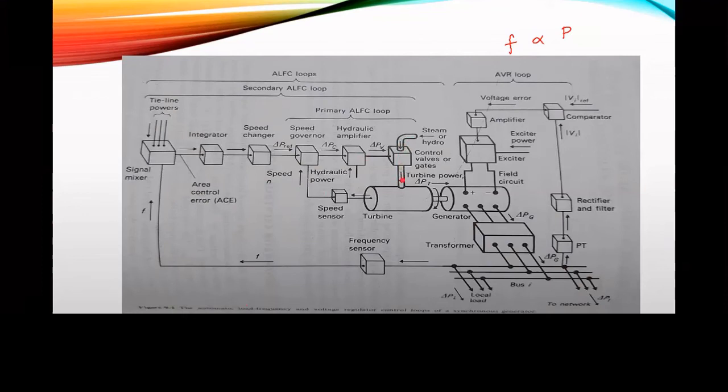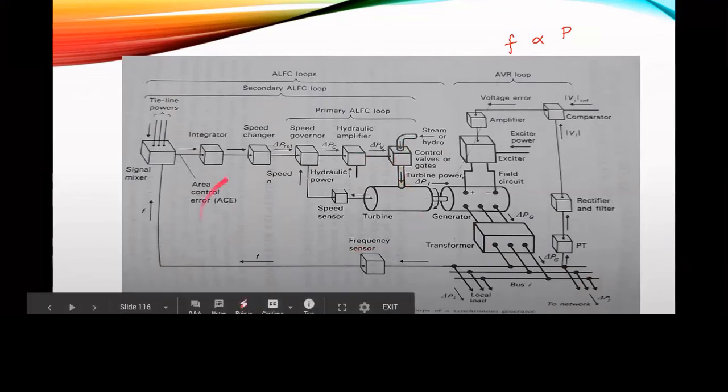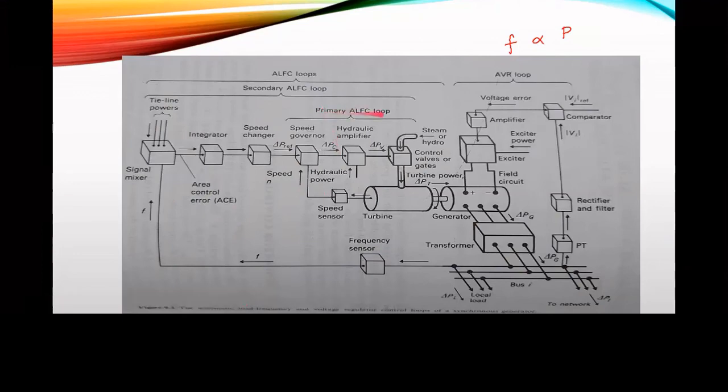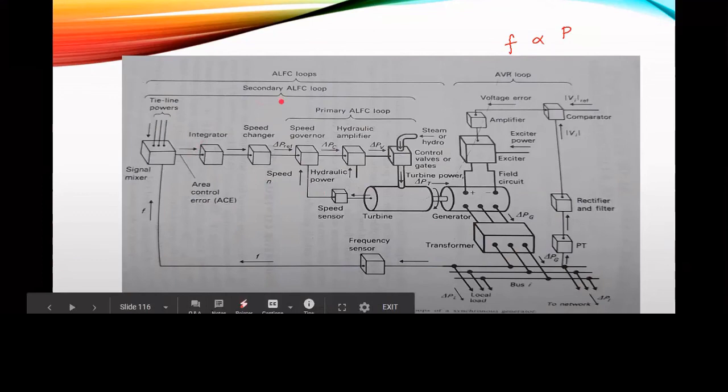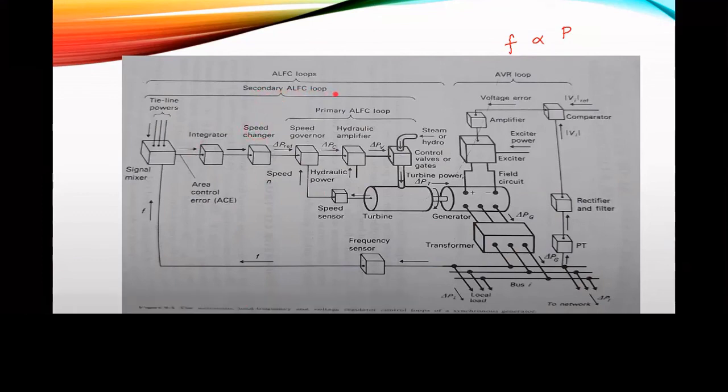These two loops: first, the loop that I explained is the primary ALFC. ALFC is the automatic load frequency control loop. So this is the primary loop, and the outer one involving the speed changer is the secondary ALFC loop. So there are two ALFC loops, the primary and the secondary.